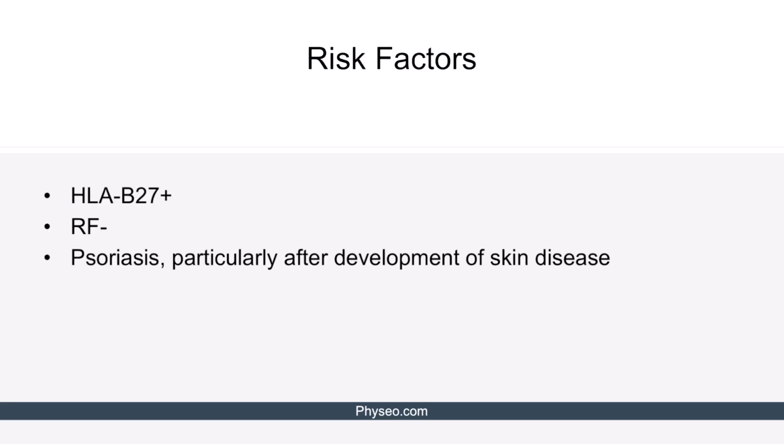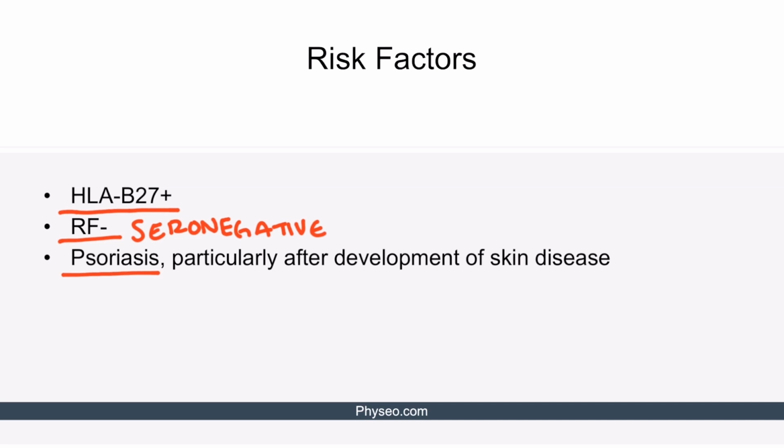The first two risk factors listed on this slide are common to each of the diseases covered in this lecture. Patients tend to be positive for the genetic marker human leukocyte antigen B27, which is often abbreviated as HLA-B27. Additionally, rheumatoid factor will be negative. And this is what gives this group of diseases the name of seronegative spondyloarthropathies. Psoriasis is another risk factor for this.